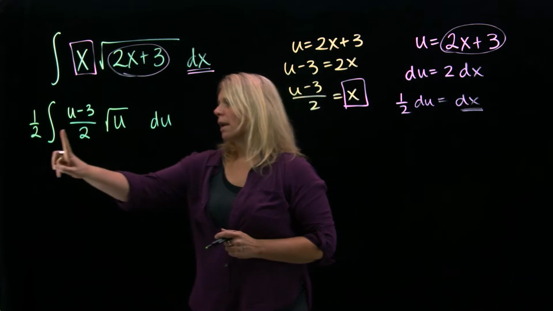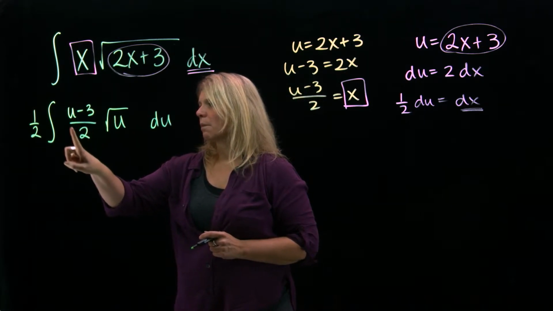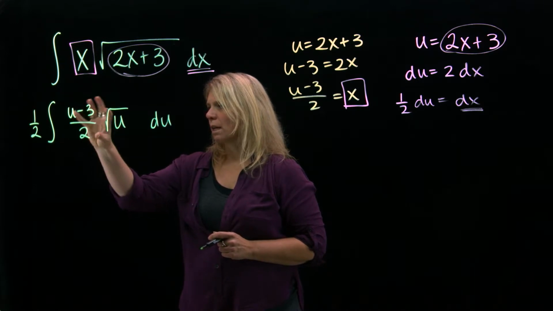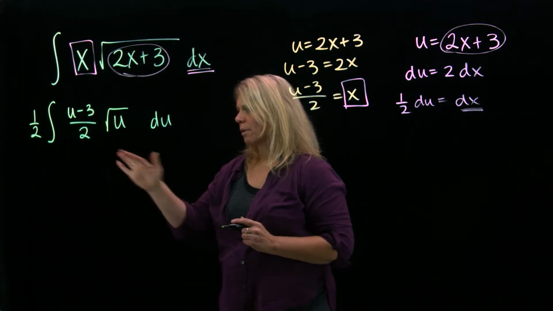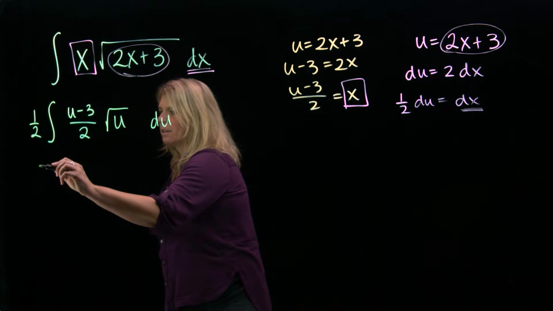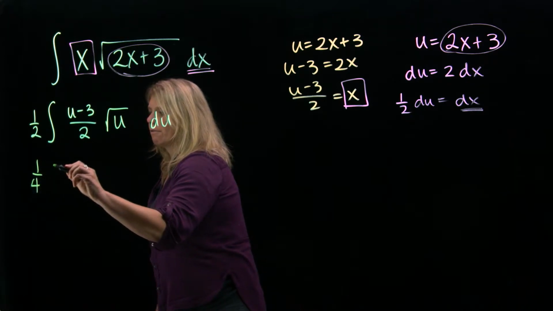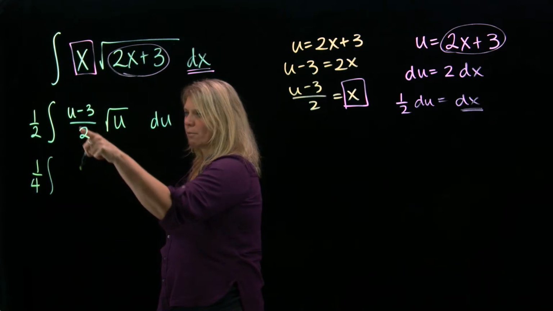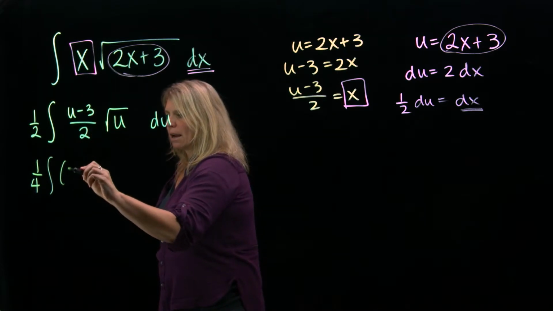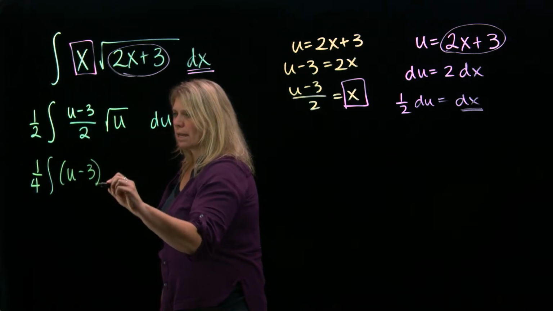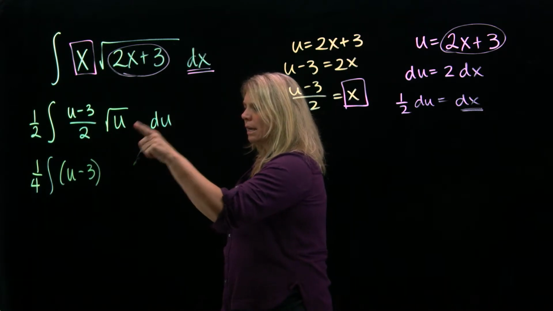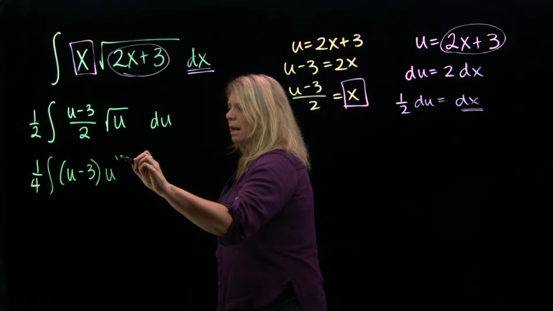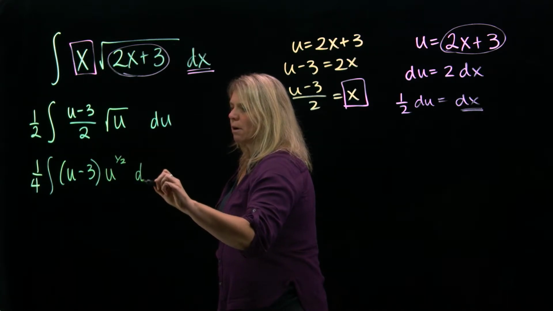All right, so I have a 1/2 out front. I can think about this as having a coefficient of 1/2 as well, u minus 3 quantity times 1/2. So I can pull the other 1/2 out front so that I have a coefficient of 1/4, the 1/2 that was already out front times the 1/2 that I get from here. And then I'm going to write that as u minus 3, the quantity, and that will all be times the square root of u, which I can write as u to the 1/2 power.